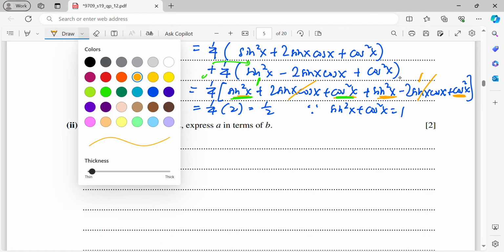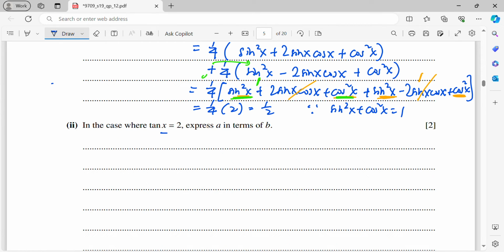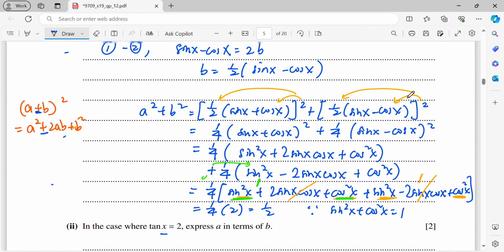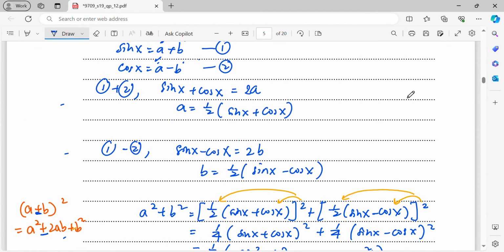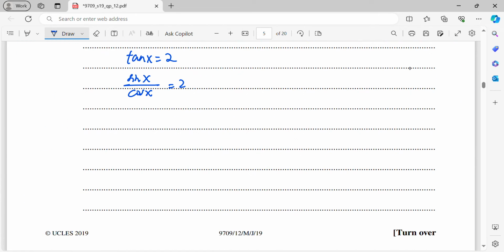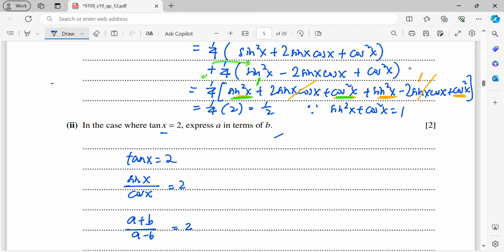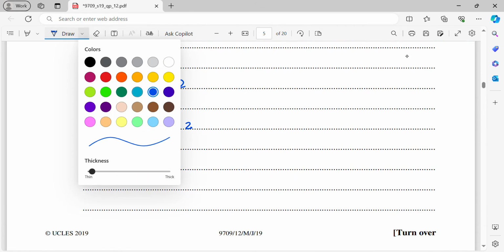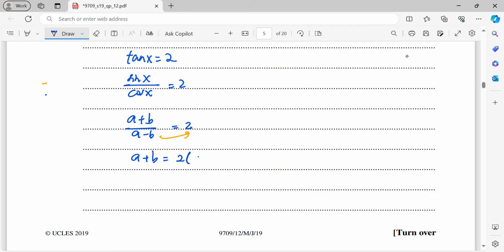Now, part 2. In the case where tangent x equals 2, express a in terms of b. We know that tangent x is basically sine x over cos x. Here my sine x is a plus b, cos x is a minus b. So I will just substitute these two expressions: a plus b over a minus b equals 2. Now you need to find a in terms of b, so just move up this whole term. Then I will get a plus b equals 2 of a minus b.